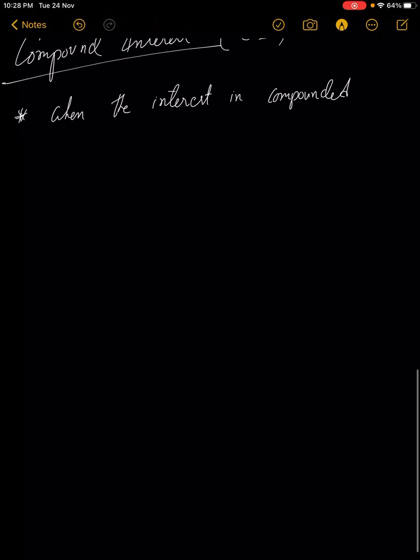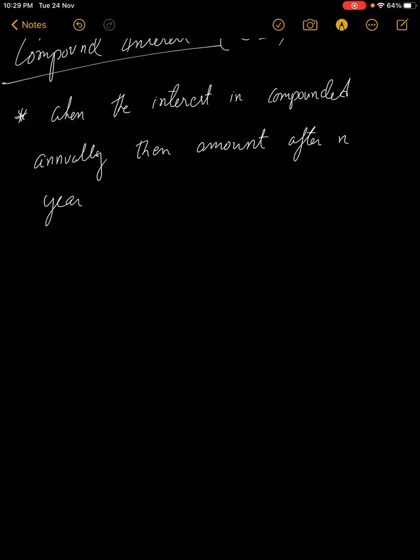So when the interest is compounded annually, usually banks, most of us are very confused how they calculate, no? So I guess this will be of some help. When the interest is compounded annually, then the amount after n years, that is given as A, will be P into 1 plus R by 100 whole power n, where n denotes the number of years.